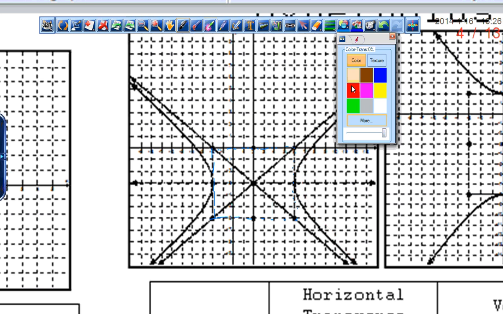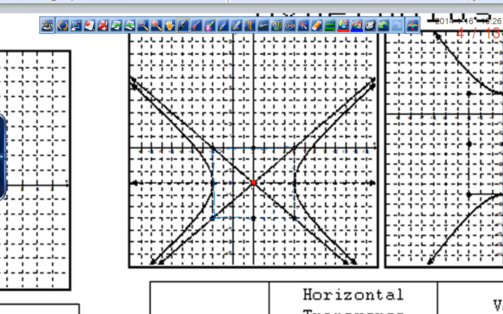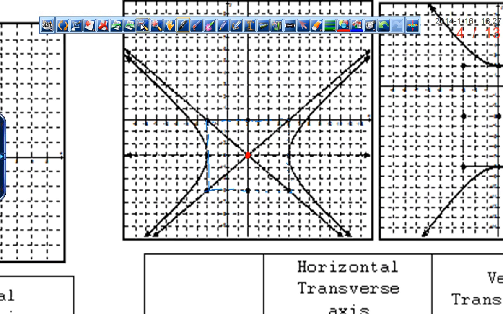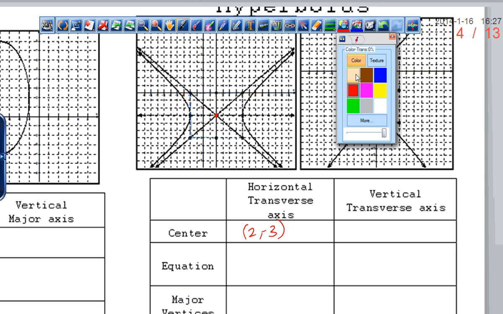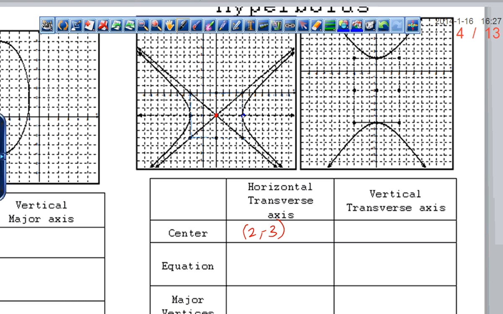The first thing is, where is the center? Well, the center of our graph is right there. Here are the axes, so it's going to be at 2 comma negative 3. So let me zoom out just a wee bit. Our center is at 2 comma negative 3. Before we get to the equation, let's talk about our vertices. Vertices are where our graph actually is, so there and there. Looks like our graph is at 6 comma negative 3 and at negative 2 comma negative 3.